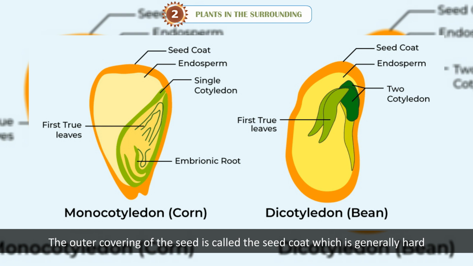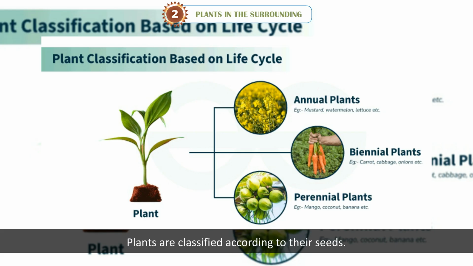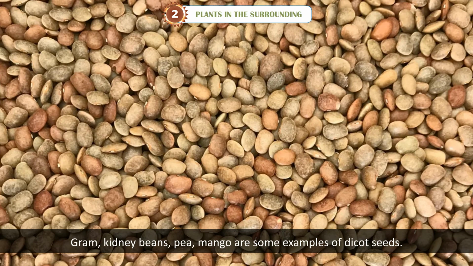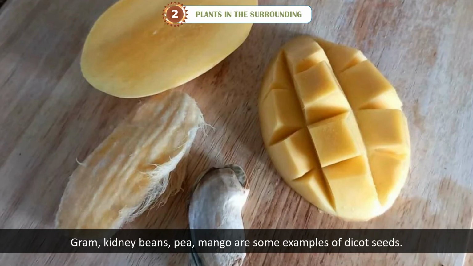The outer covering of the seed is called the seed coat, which is generally hard and protects the seed from damage. Plants are classified according to their seeds. Seeds with 2 seed leaves or cotyledons are called dicotyledons. Gram, kidney beans, pea, mango are some examples of dicot seeds.